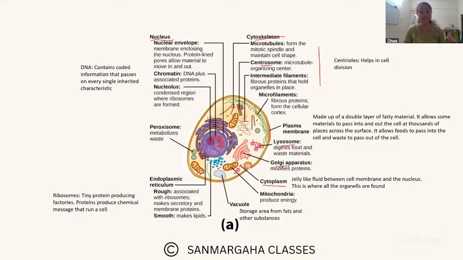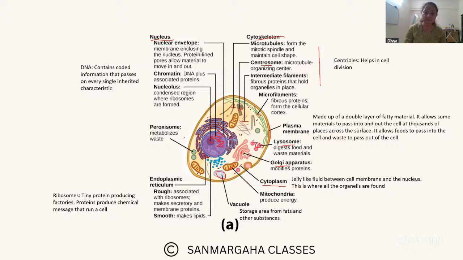Then comes the mitochondria. This is the site of energy synthesis. You have heard of ATP, adenosine triphosphate. Here energy is made. Then coming to the vacuole. Here you have the vacuole. This is the storage area. The vacuole stores fat and other substances.